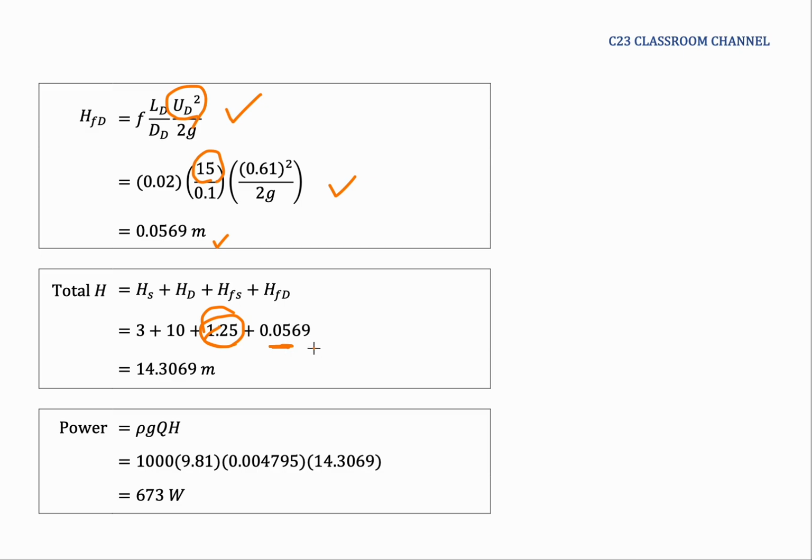So if we add all of this up, we get that the total head is 14.3 meters. We substitute into this equation, and we can calculate that the power output of the pump is 673 watts.